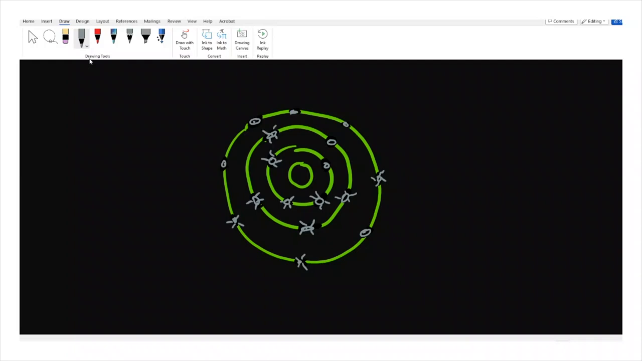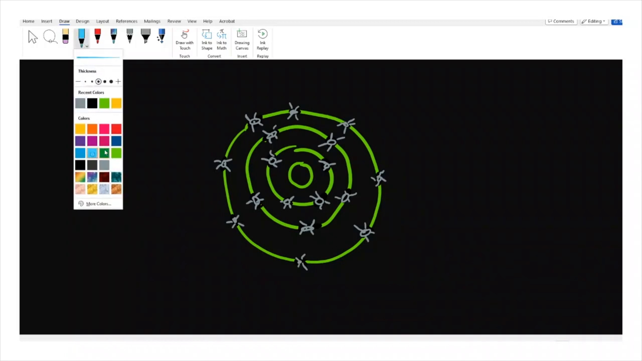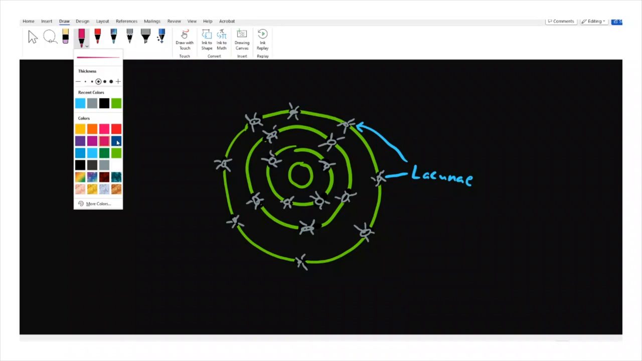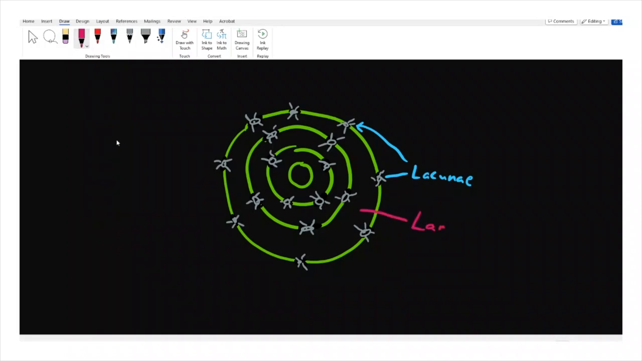I'll get there, sorry. I drew too many lacunae. Lacunae are the chambers that the osteocytes live in. I'll say that again. Lacunae, these are the chambers that the osteocytes live in. Lamellae, those are the rings that you see. So here is a lamella, singular. Lamella, that's the ring of bone. Lacunae, the little hollow chamber where the osteocyte lives after it's surrounded itself with bony matrix, right?